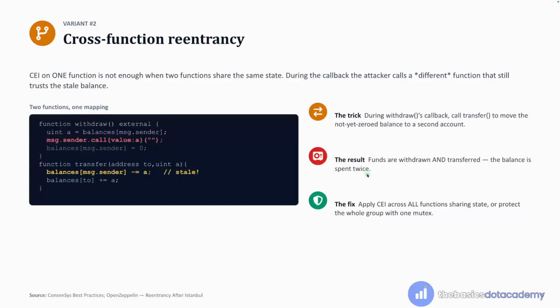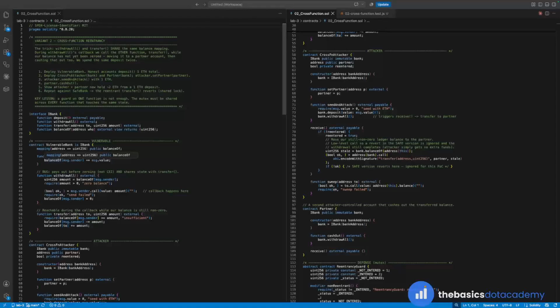What is the fix in this case? Apply checks-effects-interactions across all functions sharing state, or protect the whole group with one mutex. Today we are going to understand cross-function reentrancy by actually deploying the contract and exploiting the cross-function reentrancy.